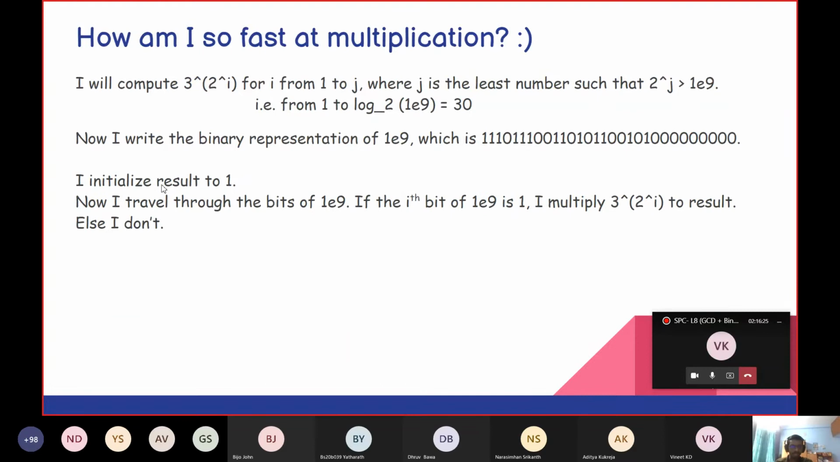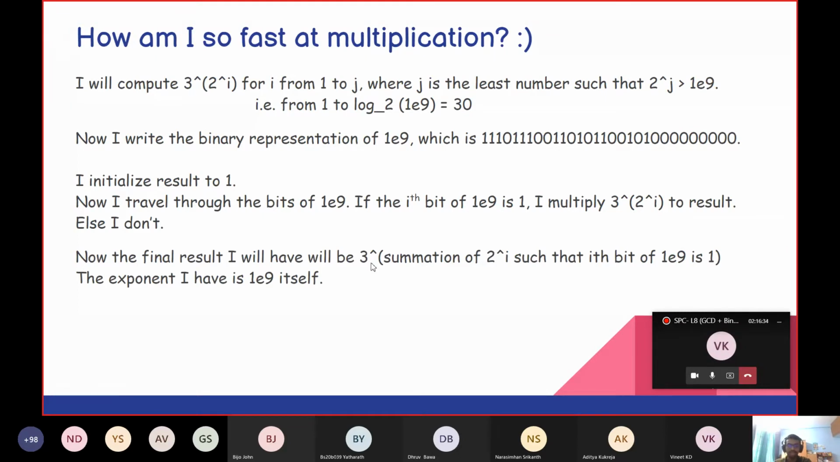So I initialize result to 1. I travel through the bits of 1e9. If the ith bit is 1, I'll multiply 3 power 2 power i to the result. Else I don't multiply. Now the final result will have 3 power summation of 2 power i such that the ith bit of 1e9 is 1. Exponent will be 1e9 itself. Number of multiplications I did is first for finding the 3 power 2 power i once, and then for iterating through once, 2 into this thing which is less than 60.